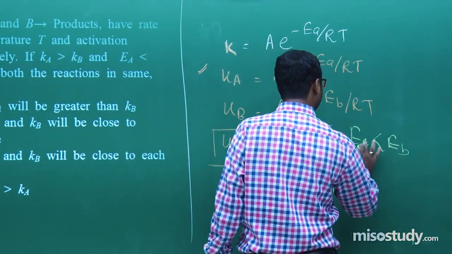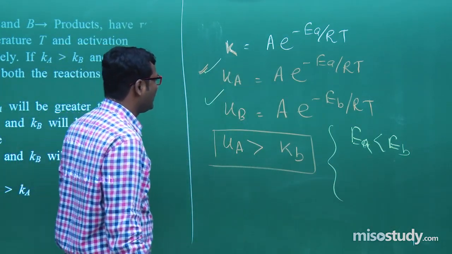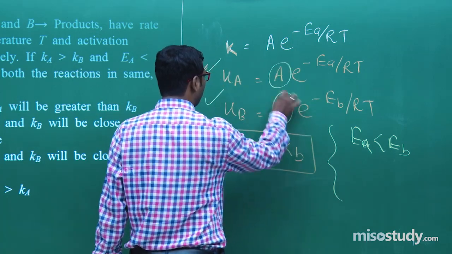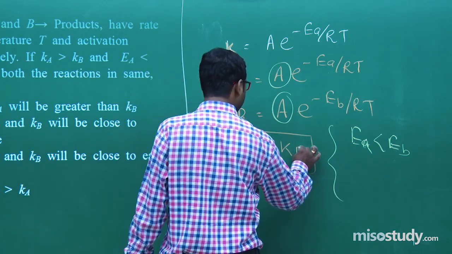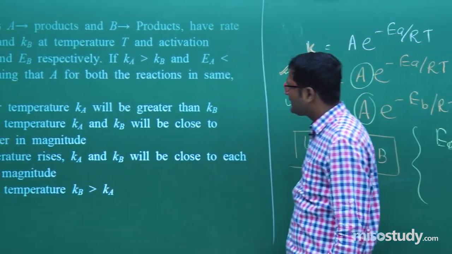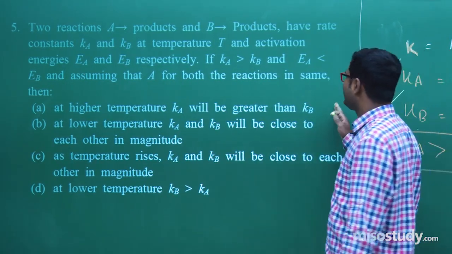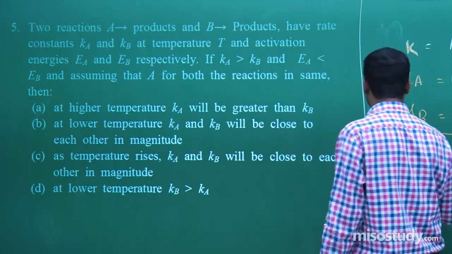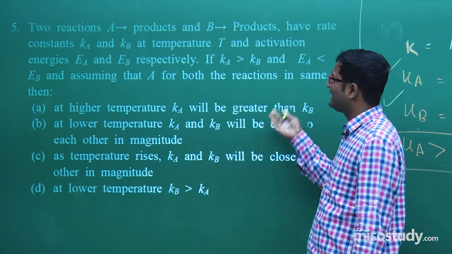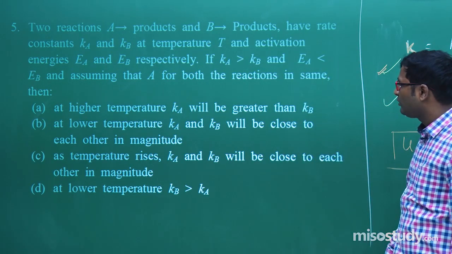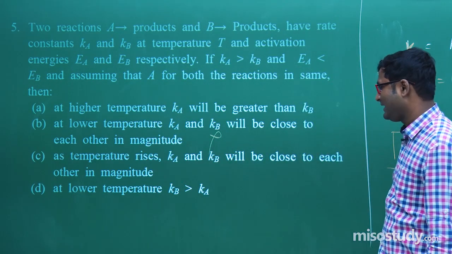Now which factor governs here, tell me. Look at this expression. Which factors govern? That is the temperature and A. In both cases they are the same, so we do not need to bother about this. But now check out what will happen in this case. The first option: at higher temperature Ka will be greater than Kb. Yes, at higher temperature Ka will be greater than Kb. This is supporting the temperature because the energy of activation is less, and at lower temperature Ka will be close, not at... as temperature rises Ka and Kb will come close to each other.